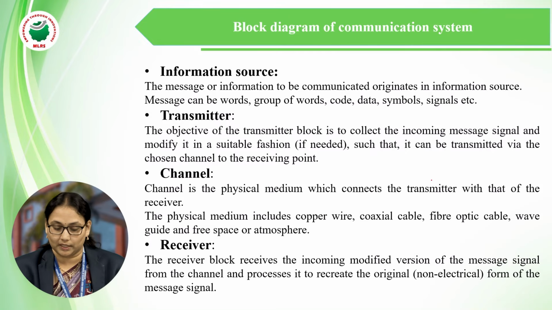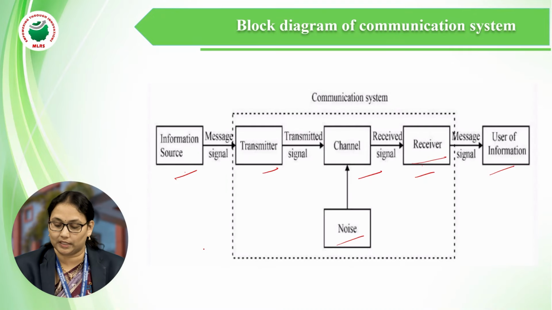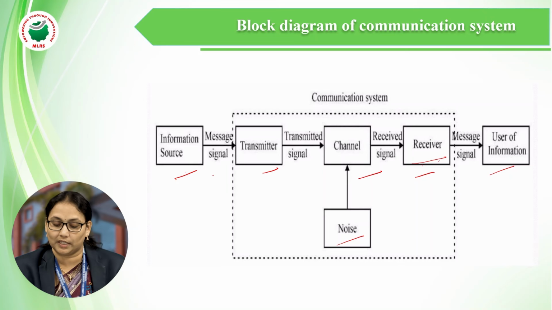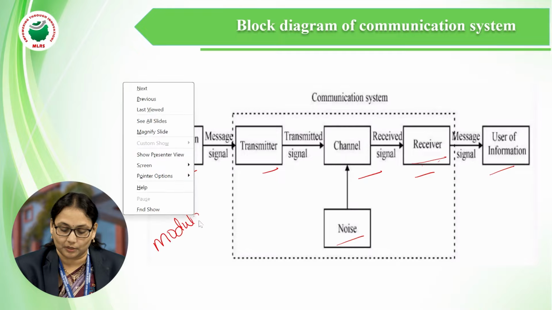The receiver's purpose is that the block receives the incoming modified version of the message signal from the channel and processes it to recreate the original form of the message signal. Whatever signal is transmitted to the channel is received by the receiver. Here we are transmitting a message signal combined with a high frequency signal, and we call that the modulation process.